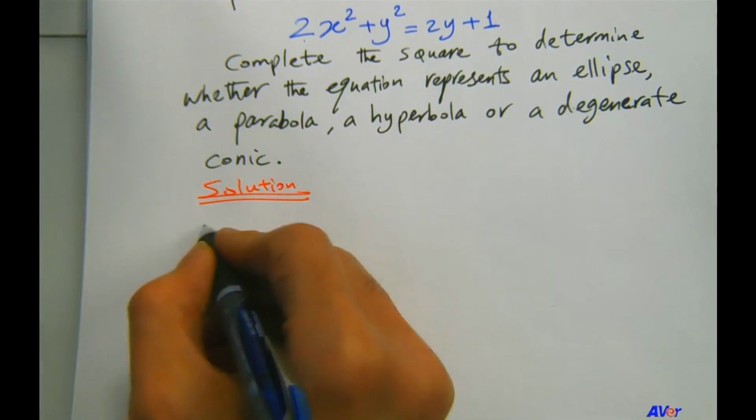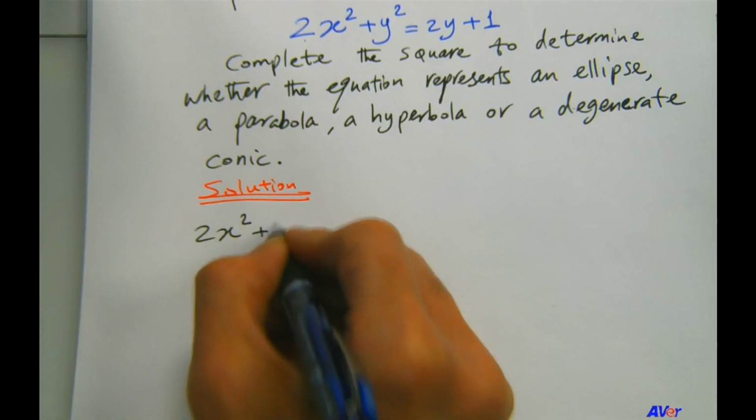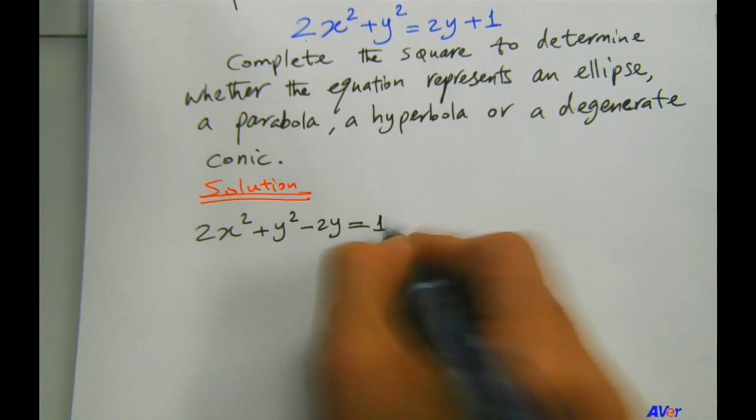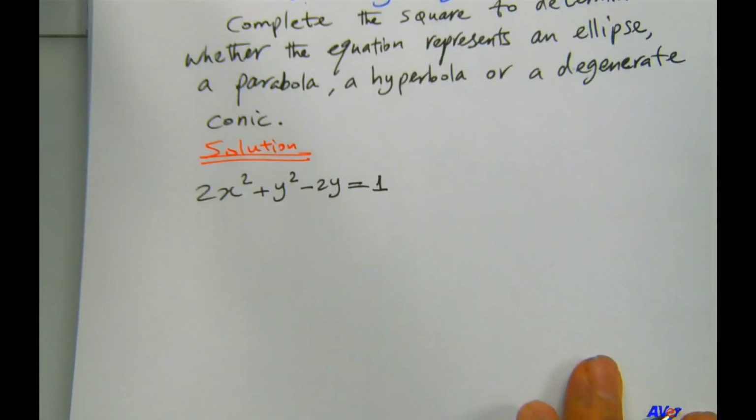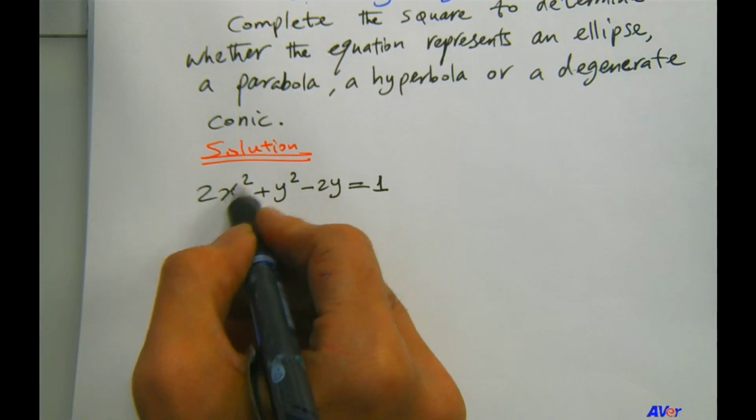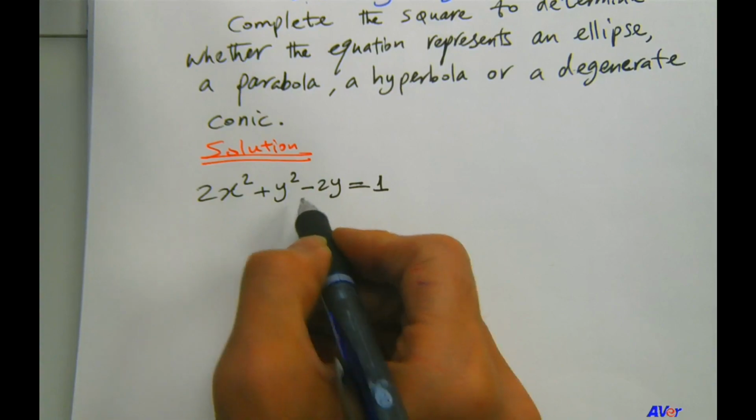So we have 2x squared plus y squared minus 2y equals 1. Then x squared is okay. It's the only term and it's squared. We don't have to complete the square. But for the y term, we need to do that.